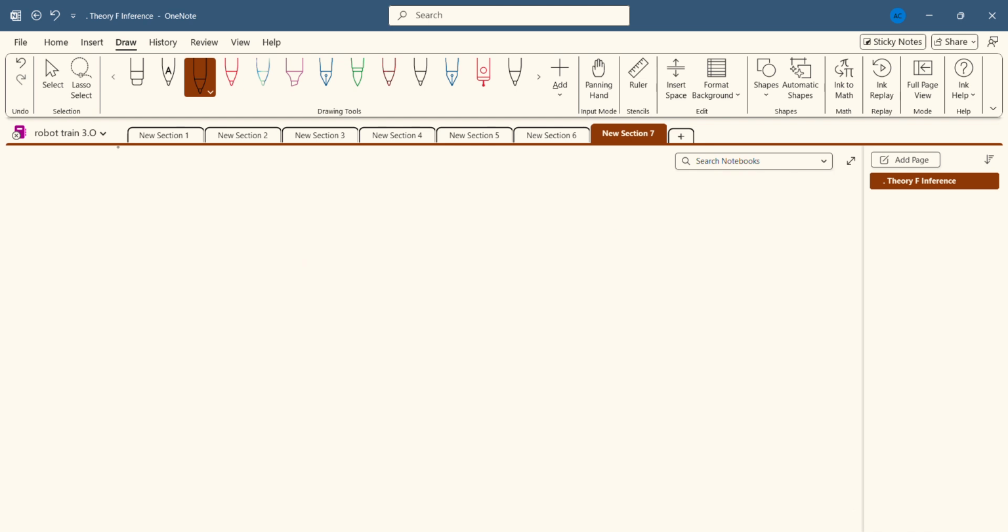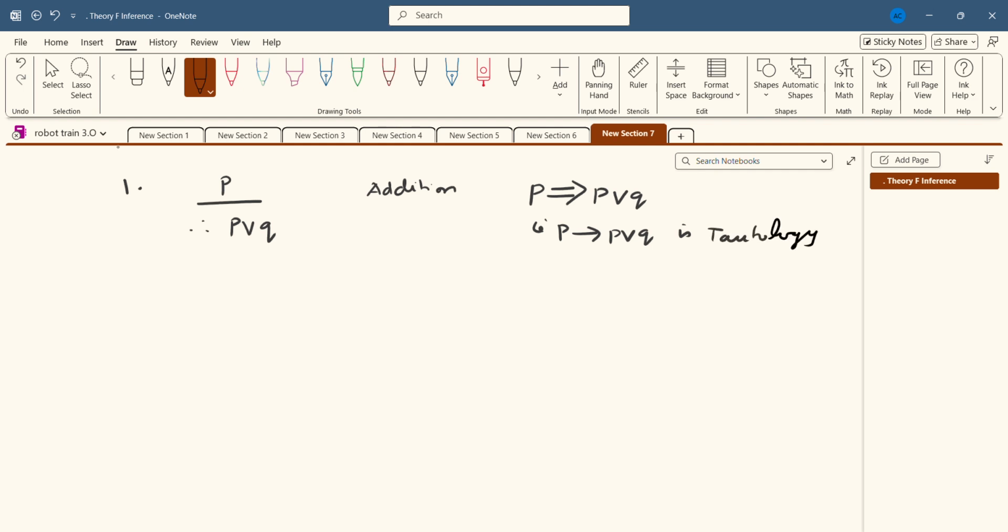The first one: P, therefore the conclusion is P disjunction Q. The name of this rule of inference is addition. So how are we going to write this? P logically implies P disjunction Q. That is, P conditional P disjunction Q is a tautology. Already you know that tautology means all the truth values are true. Then only can we conclude that the given statement is a tautology.